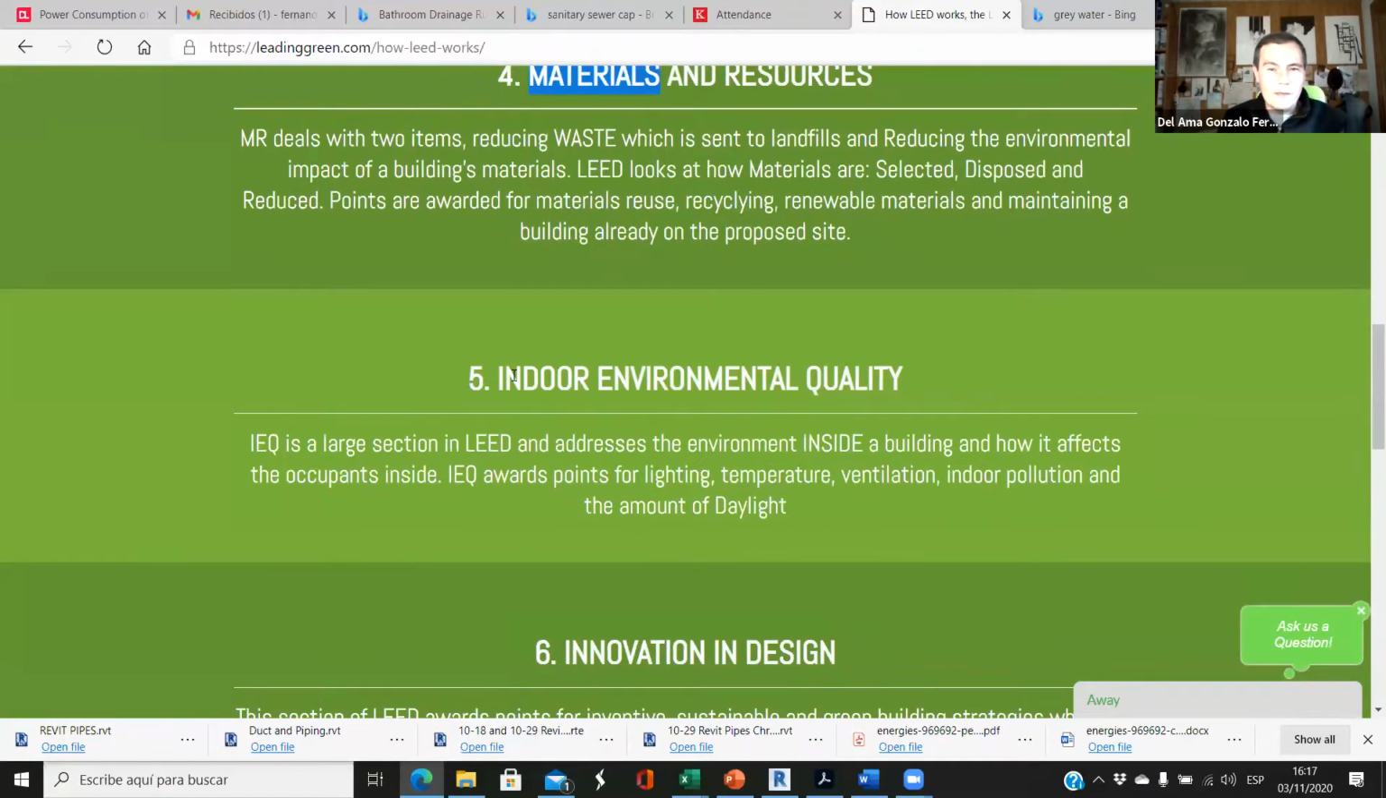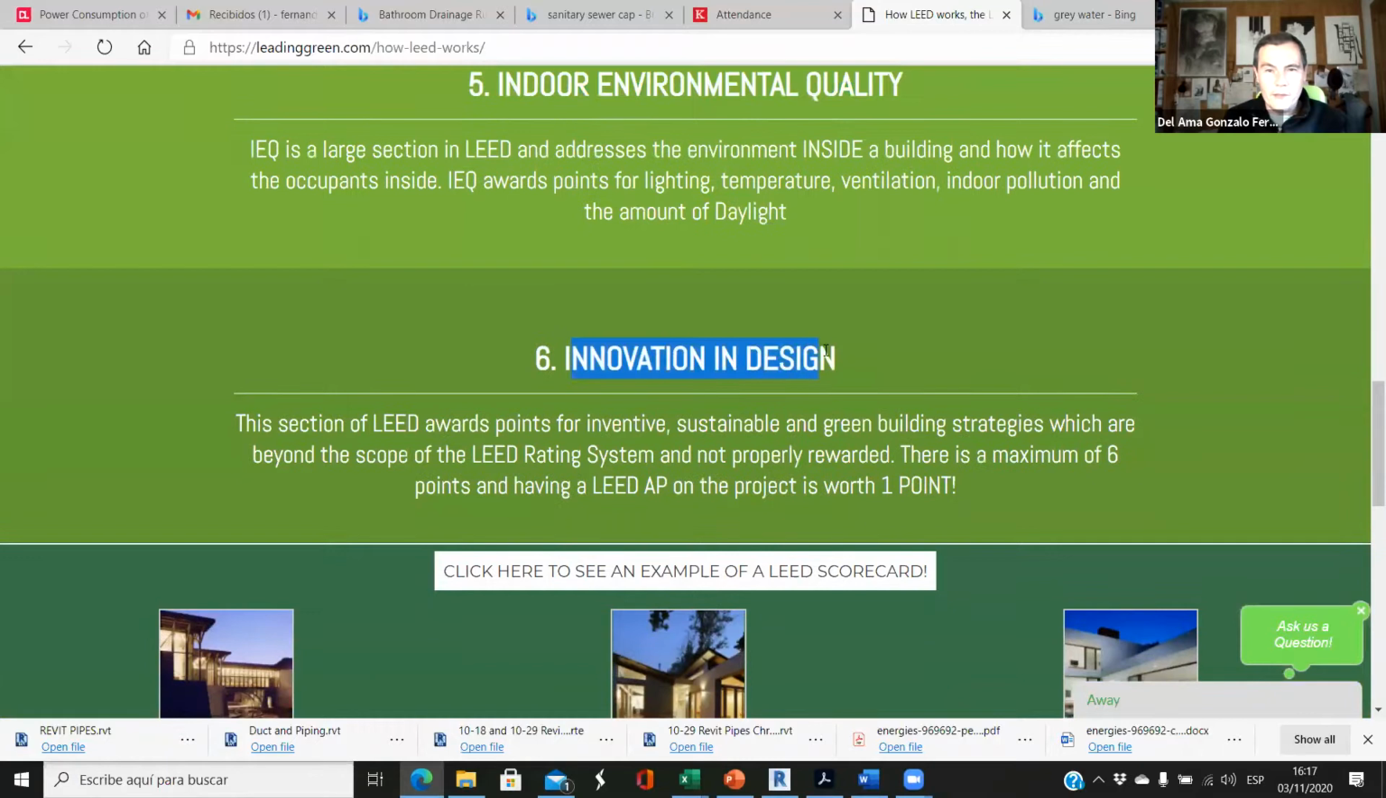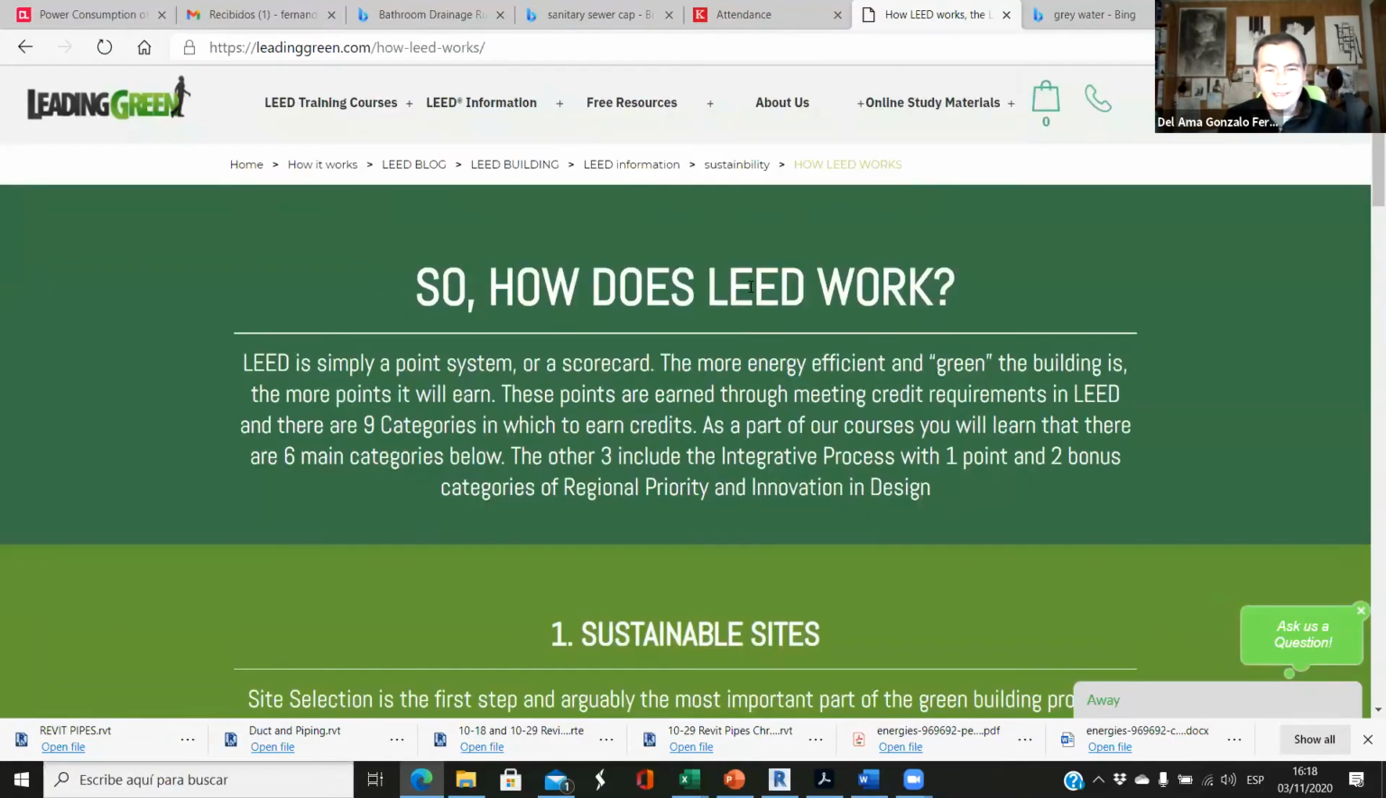And finally, we have the indoor environmental quality. Now more than ever, having good indoor air quality is important. So that's why we need to ventilate, we need to use heat recoveries, we need to use air handling units with filters. This is what indoor environmental quality means. And then we have innovation in design. What can we do to make our building better from the design point of view? We're not talking about appliances, or mechanical or plumbing systems, but just about design. How can we get points by an intelligent and good design? So this is what LEED is about.